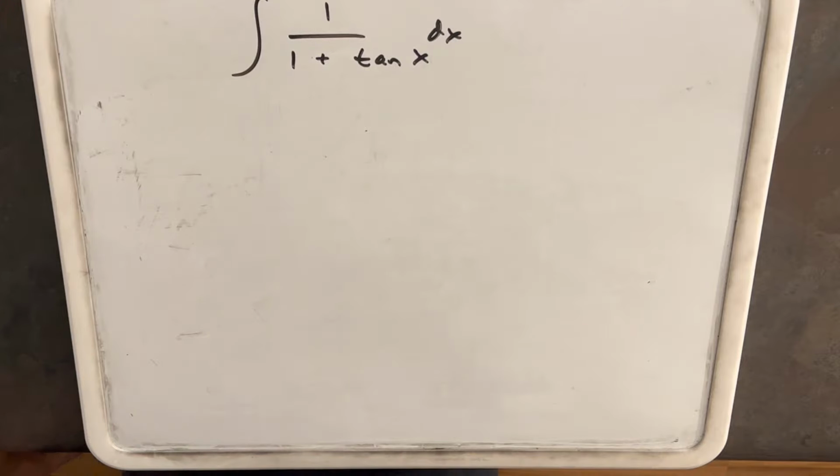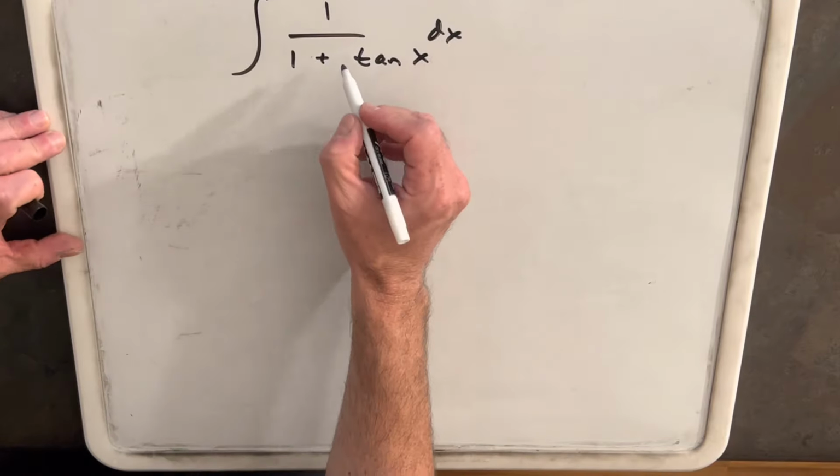This is part 3 of a series of 3 videos on the integral of 1 over 1 plus tan x dx. Since I covered the 2 methods I want to cover in the first 2, we actually want to change the problem. So I'm going to try to make this harder.